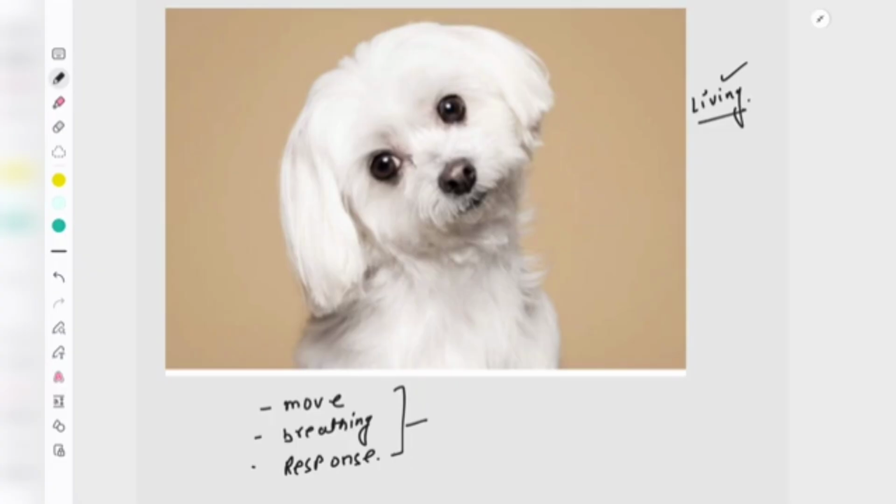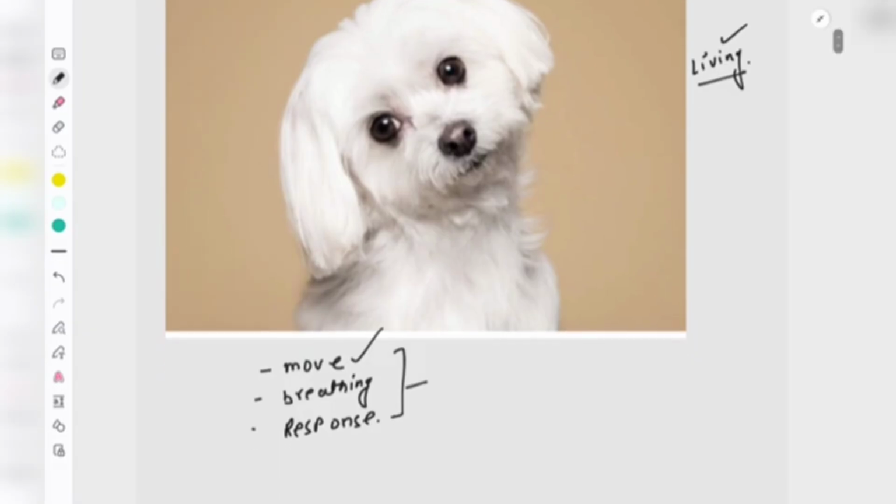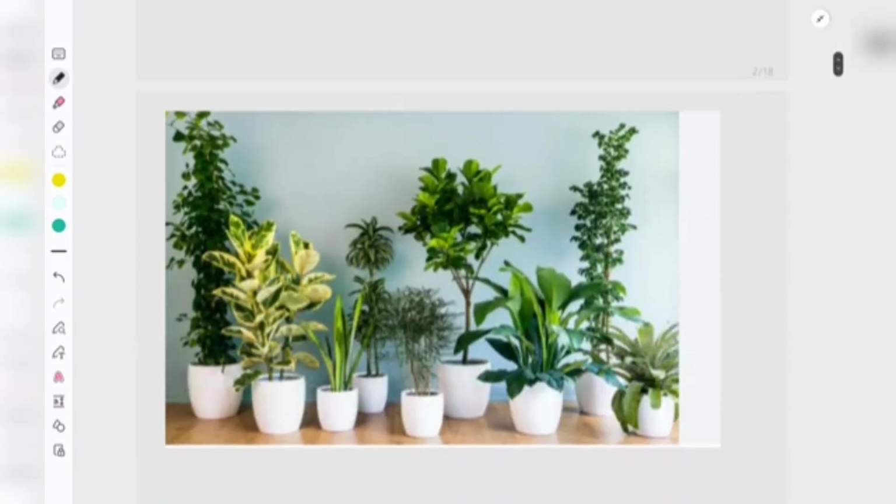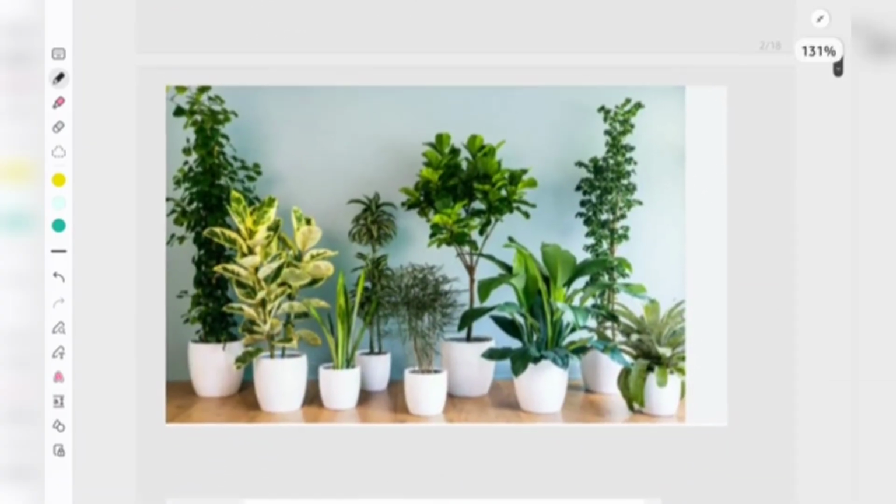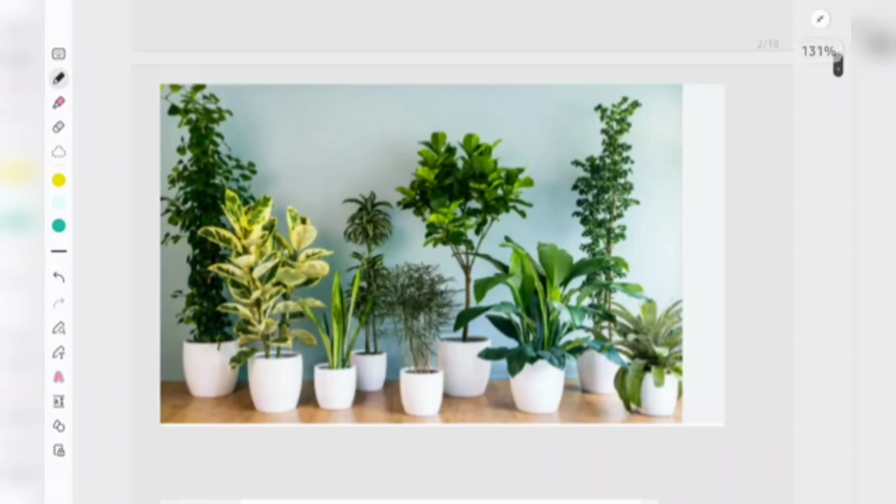Now let's move ahead. Because you know that they can move, they can breathe, they can respond, because of all these factors we classify them as living organisms. So if that is the scenario, then what do you guys think about this? What are these? They're plants. So what do you guys think? Because plants cannot move, right? They cannot move on their own. You will not see any plant and say, okay, this plant is breathing.